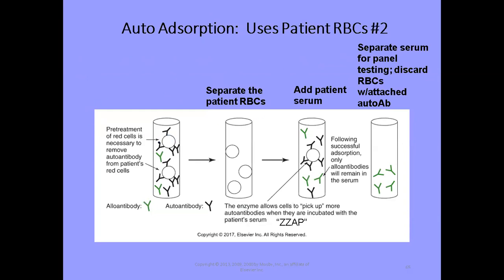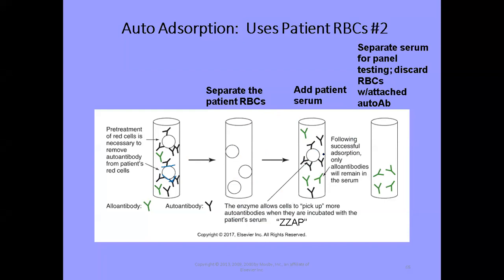So here, when we look at the picture, we see the patient's red cells, and we see that the dark antibodies here are the autoantibodies, and this sensitization happened in vivo, so they are affixed to this patient's red cells. We need to remove these autoantibodies. We need to break them off of this patient's red cells, and that's what the ZZAP is going to do, okay? So we separate the patient's red cells, treat with the ZZAP, and break off these antibodies. You can see here how they're being broken off, okay? So separate patient red cells.